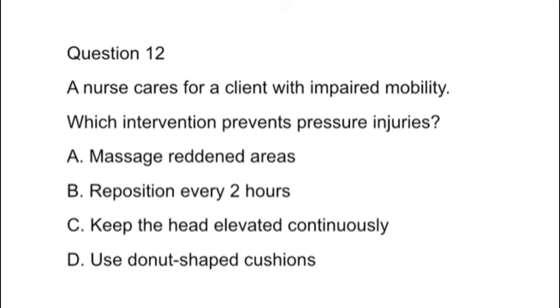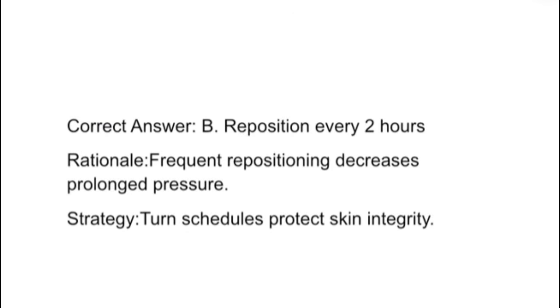Which intervention prevents pressure injuries? A. Massage reddened areas. B. Reposition every 2 hours. C. Keep the head elevated continuously. D. Use donut-shaped cushions. Correct answer, B. Reposition every 2 hours. Rationale: Frequent repositioning decreases prolonged pressure. Strategy: Turn schedules protect skin integrity.